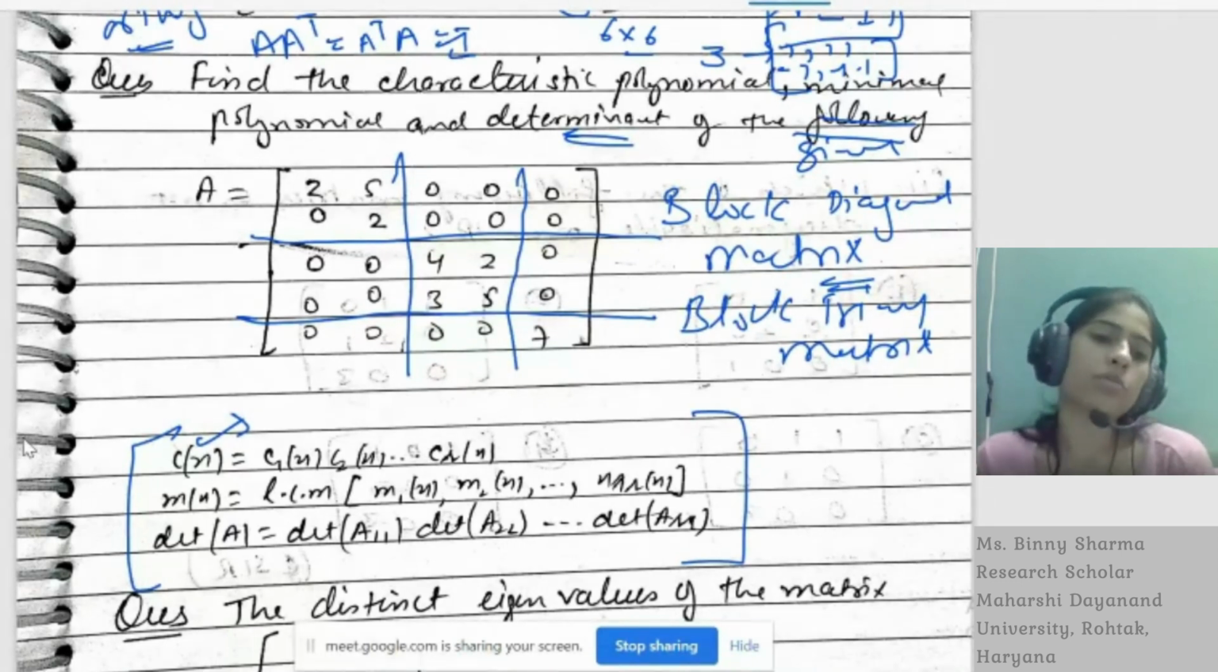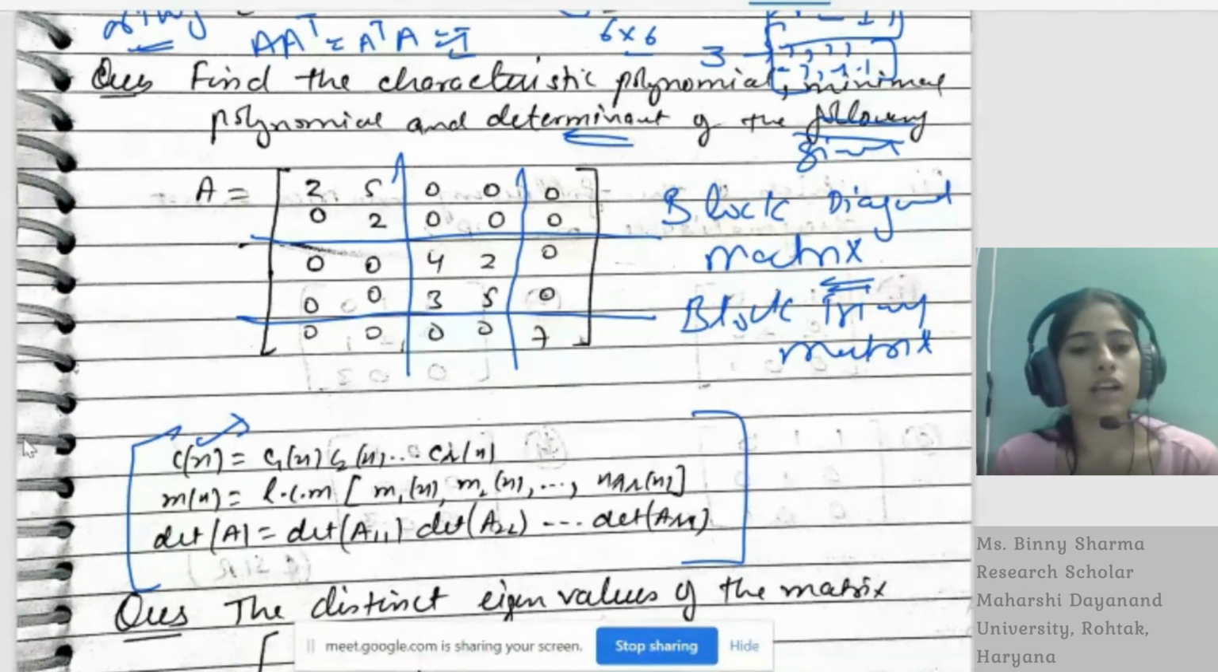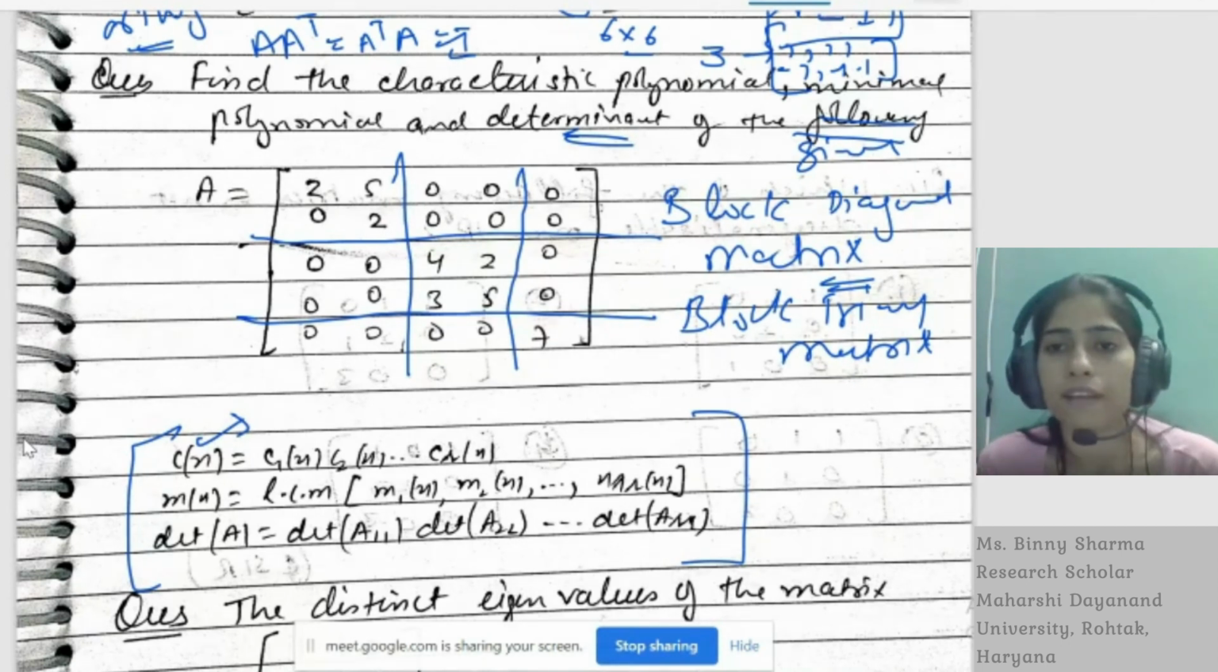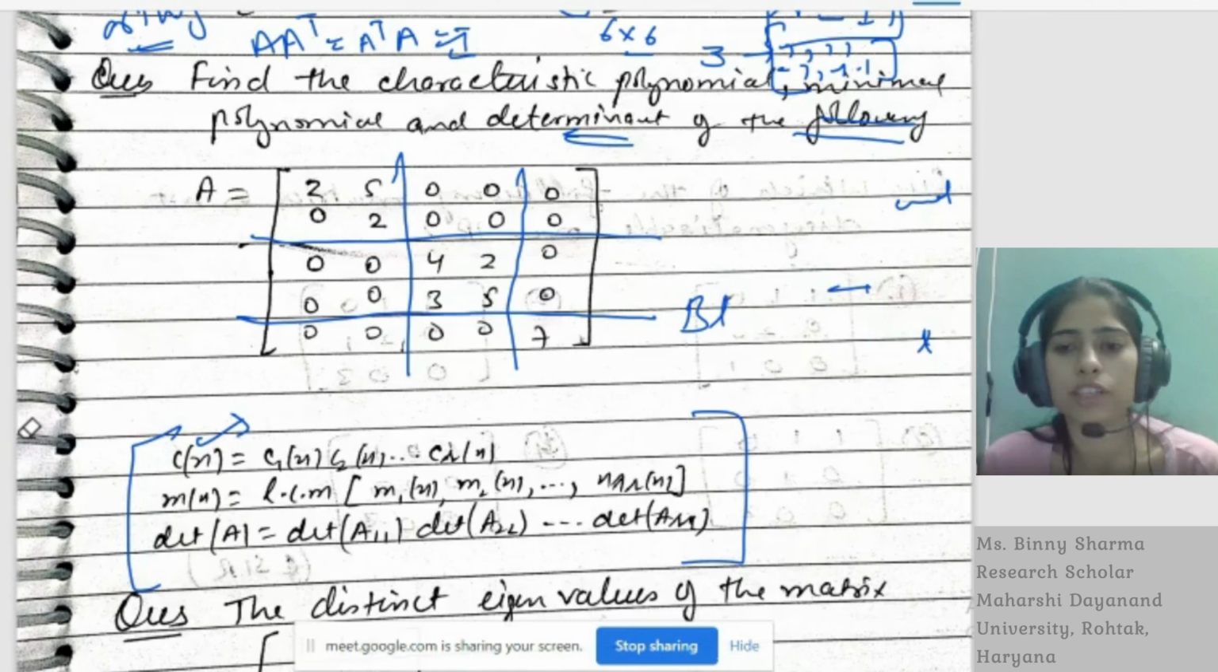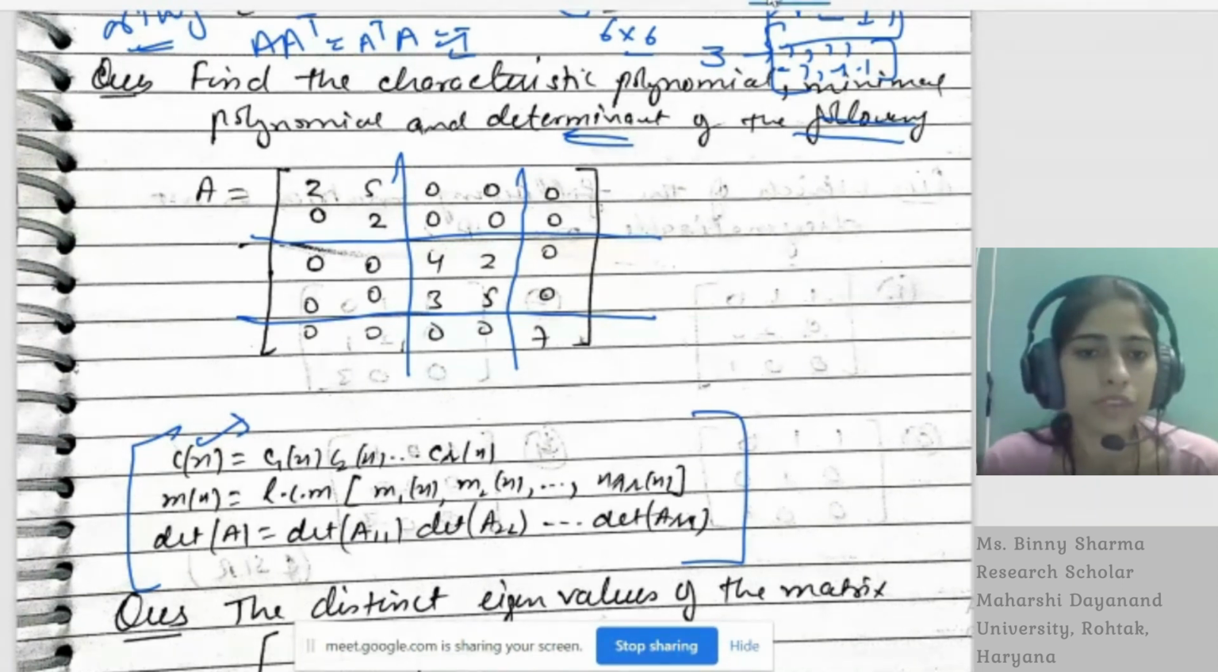Similarly, the minimal polynomial of the whole matrix is equal to the LCM of m1(x), m2(x) and m3(x). And the determinant of A equals the product of the determinants of each block. So here we will find the characteristic polynomial, minimal polynomial and determinant of this matrix. We have just made out the blocks of this matrix. So this is one block, this is the second, and this is the third.